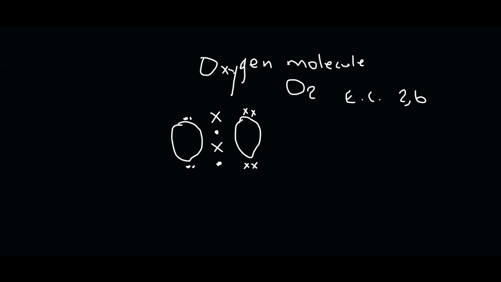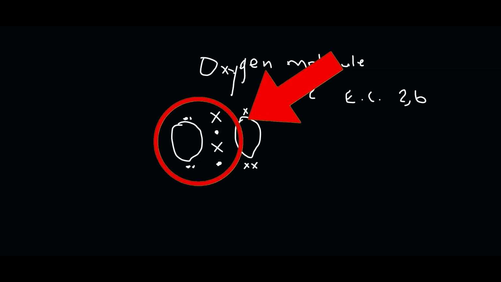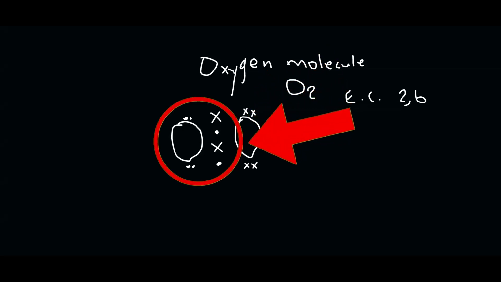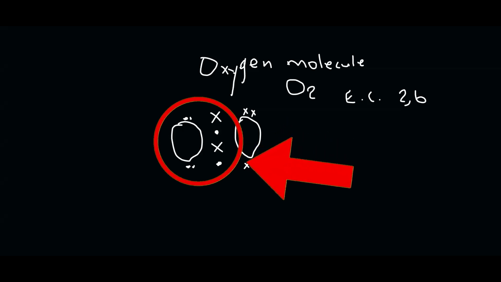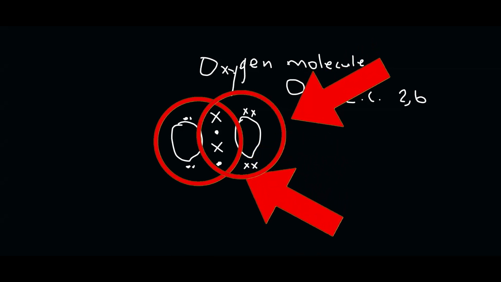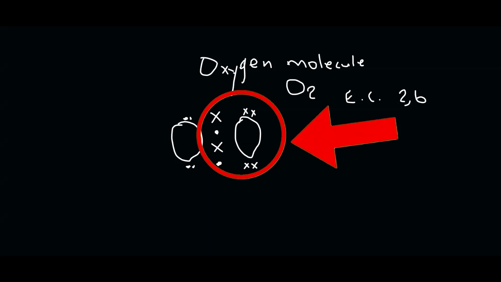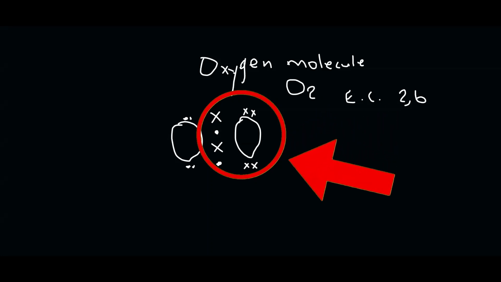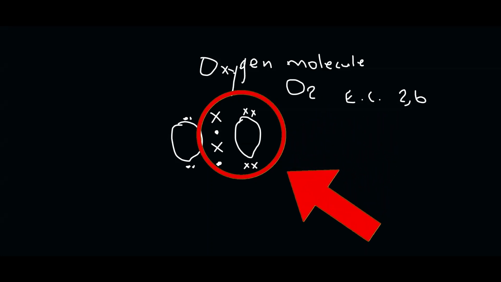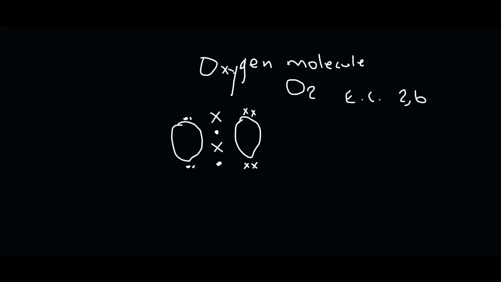Remember, as I mentioned previously, you can draw the Venn diagram, so their outer shells are overlapping. So you have 1, 2, 3, 4, 5, 6, 7, 8. 1, 2, 3, 4, 5, 6, 7, 8. So each is putting forward one pair of electrons to make a bond here, and another one making a bond here as well.